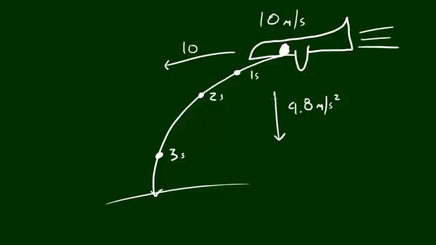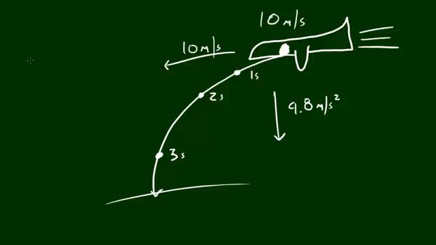So not only will this object accelerate downward at 9.8 meters per second squared, but it will continue forward at a speed of 10 meters per second. So just remember that. It's going to accelerate downward, in other words gain speed, but the forward motion is going to remain at a constant speed.